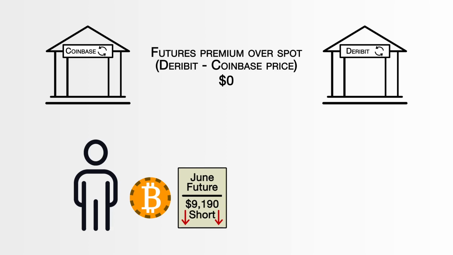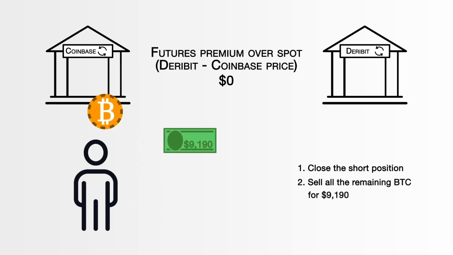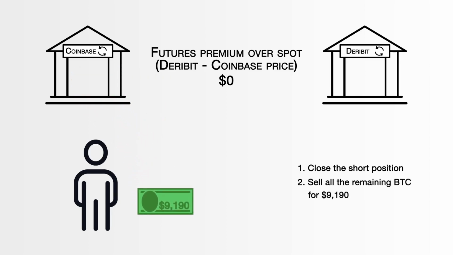In this example, the trader was short the futures contract on Deribit with a position size of $9,190. So they closed this leg of the position by buying $9,190 of the same futures contract, reducing their position to zero. Then they sell all the remaining BTC back into USD on a spot exchange.